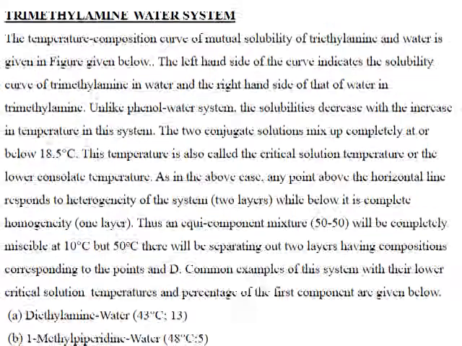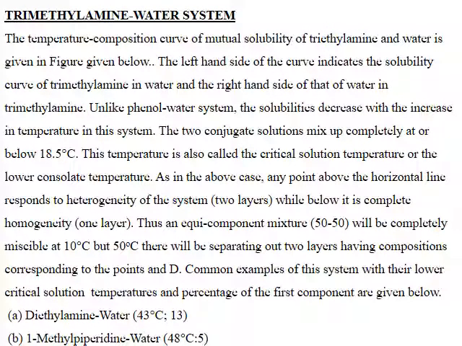So here at 49 degrees centigrade, 29% of methanol will be there, and hexane aniline, carbon disulfide and methanol are also in the same case. The next one is the trimethylamine water system. Here the temperature composition curve of the mutual solubility of triethylamine and water is given in the figure. The left-hand side of the curve indicates the solubility of trimethylamine in water, and the right-hand side is that of water in trimethylamine. Unlike the phenol water system, the solubility here decreases with increase in temperature of the system.